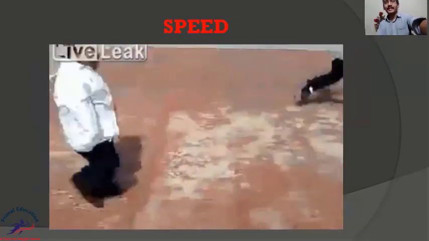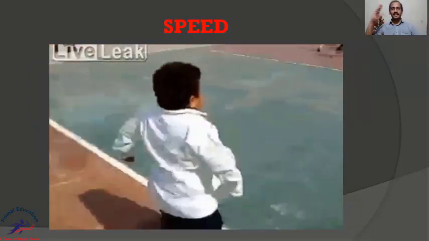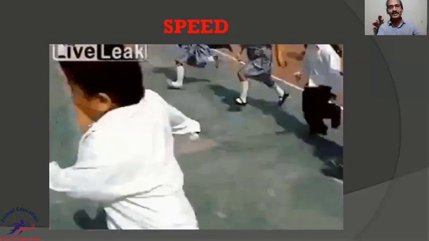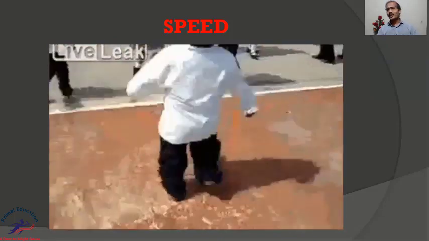Now, our PT master is making them run. Every child is very enthusiastic to come first. Yes? What is the speed of this boy? Is he first? Let's see. Now, what is the speed?